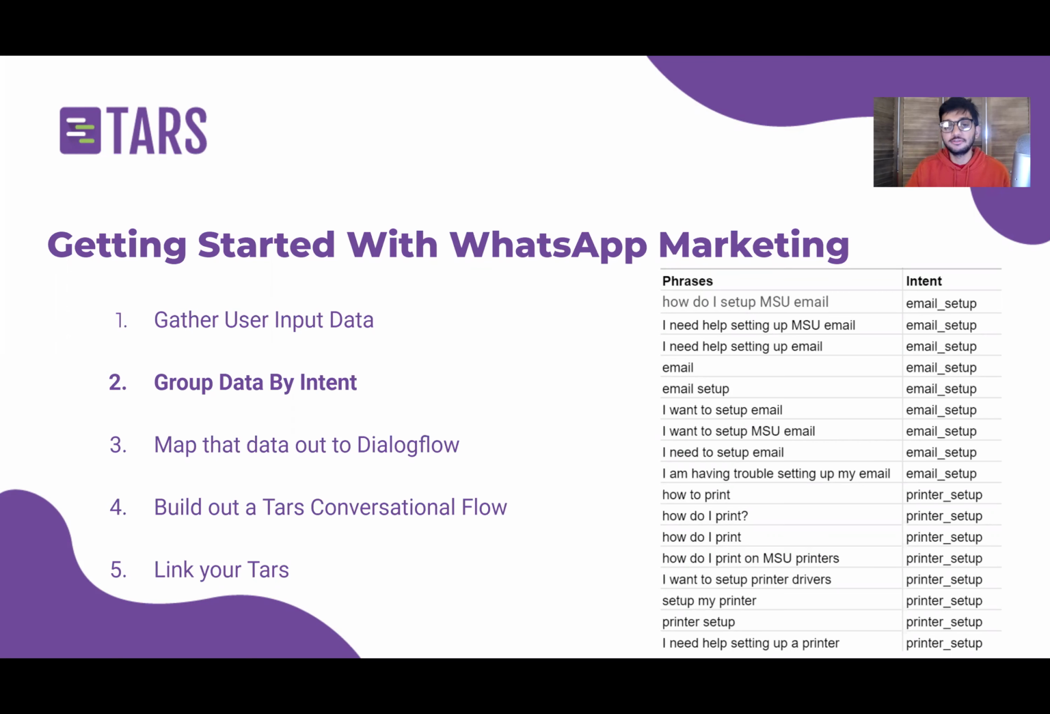So over here, we have several phrases, and we've grouped them into two different intents. The first set of phrases over here, their intent is email setup. For the person who sends any of these messages, it's clear that they want to set up their email. So we map all of these disparate phrases to email setup. We map the intent as email setup. And similarly, for the latter half of these phrases, we map them to printer setup, because that's what they want to do. They want to set up their printer.